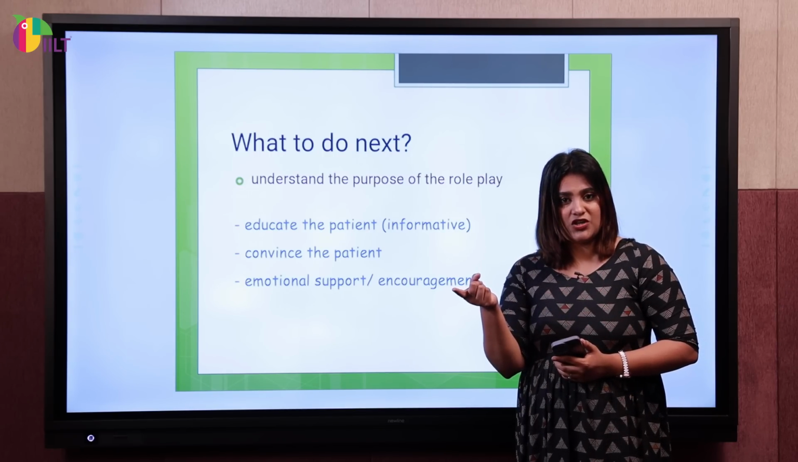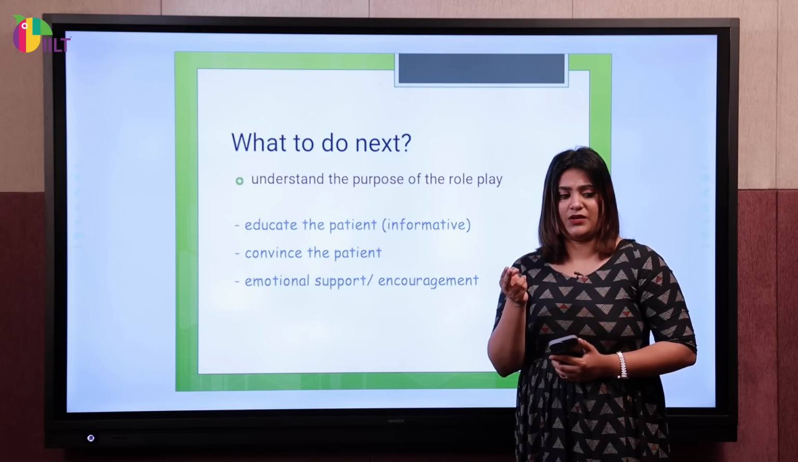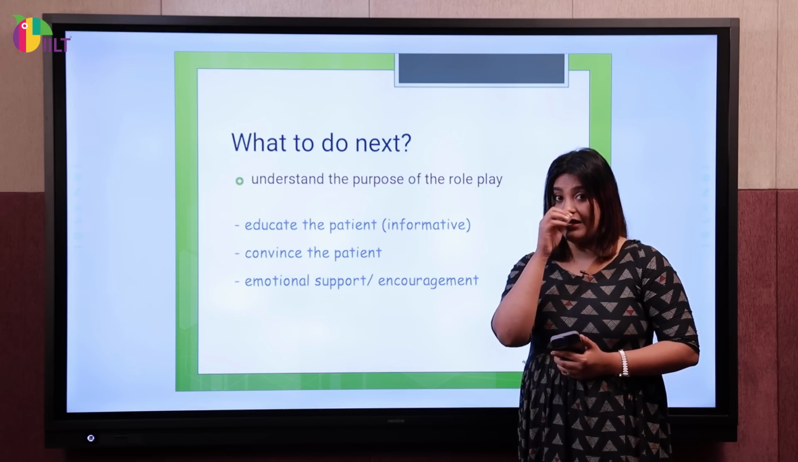Do they require an explanation? Do they require more details or an explanation about the procedure? What do they require? Emotional support or extra additional help?